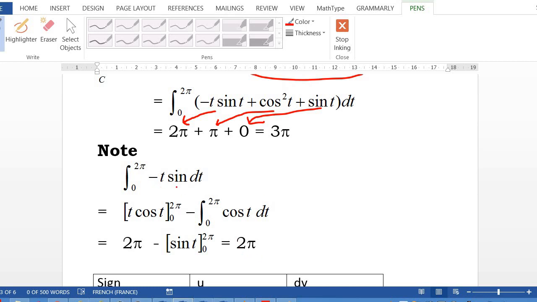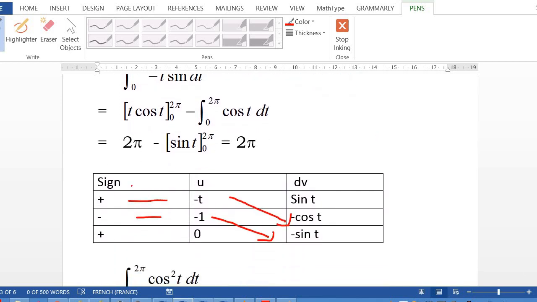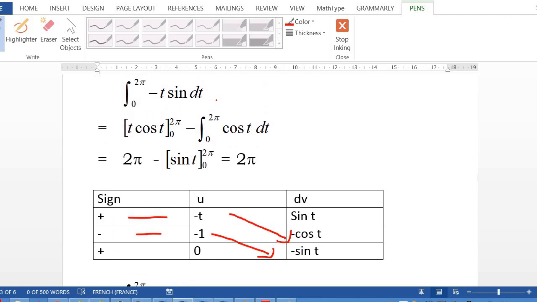The integral of negative t sin t can be done using the tabular method, where the signs always start from positive, negative, positive, alternating. We have the product of a polynomial and sin t. We always choose u as the polynomial, because a polynomial differentiates until we get 0. So you differentiate negative t, you get negative 1, differentiate negative 1, you have 0, then we stop at this line. dv is the sin t, and we integrate it. Integrate sin t, you have negative cos t, integrate negative cos t, get negative sin t.